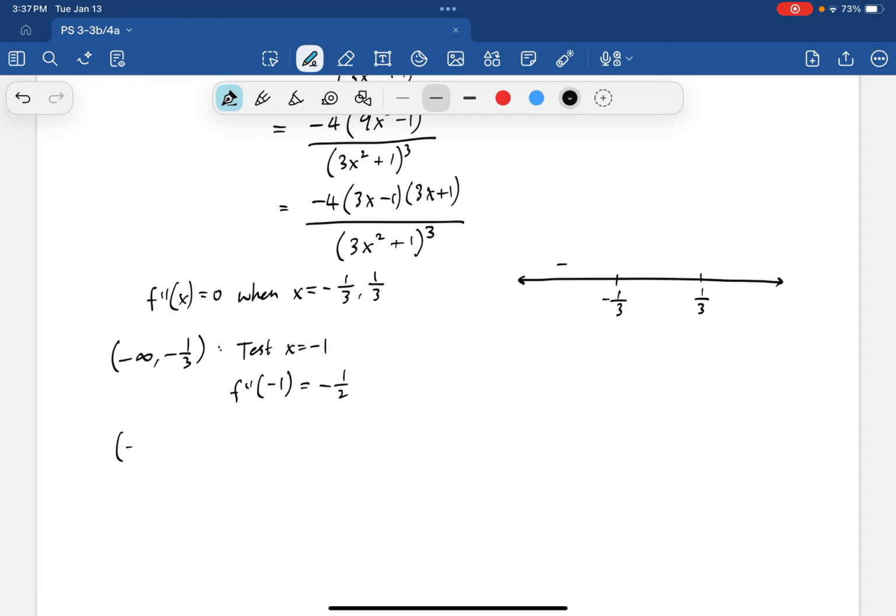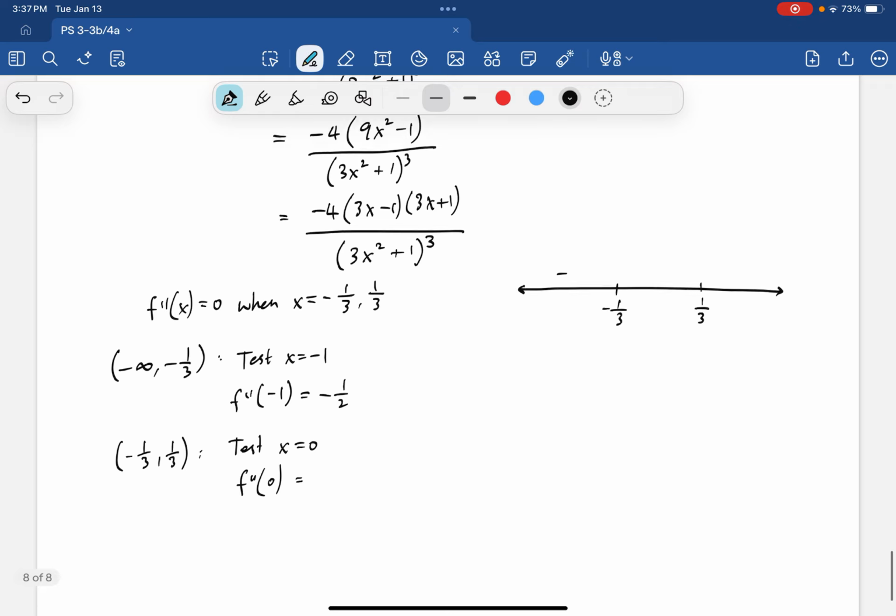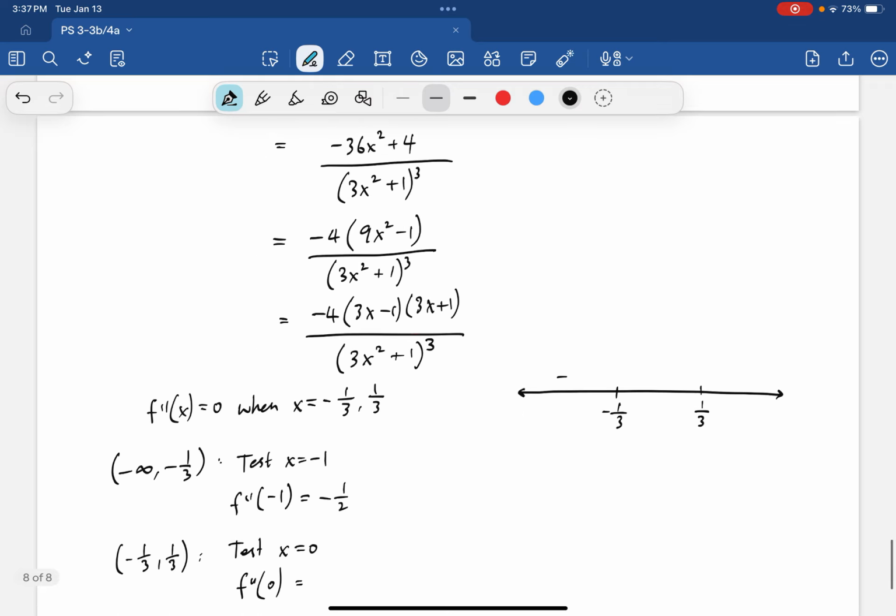Let's test the next interval, negative 1/3 to 1/3. Here we'll test x equals 0. That is going to give me 4. So we have a positive number here. Positive concavity.